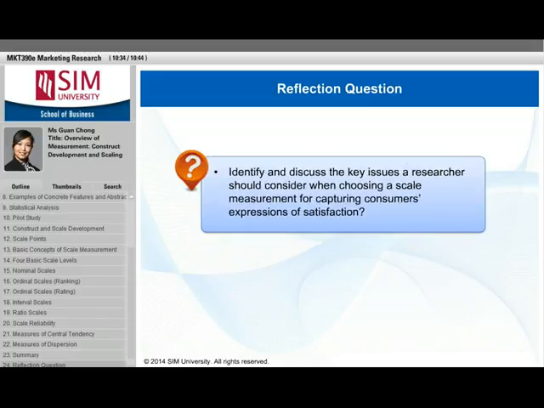Reflection question. Identify and discuss the key issues a researcher should consider when choosing a scale measurement for capturing consumers' expression of satisfaction.